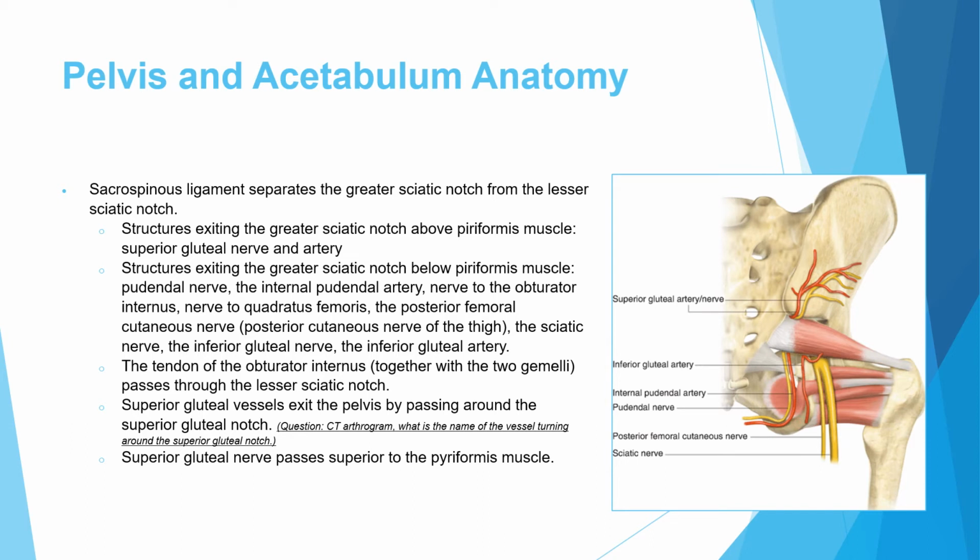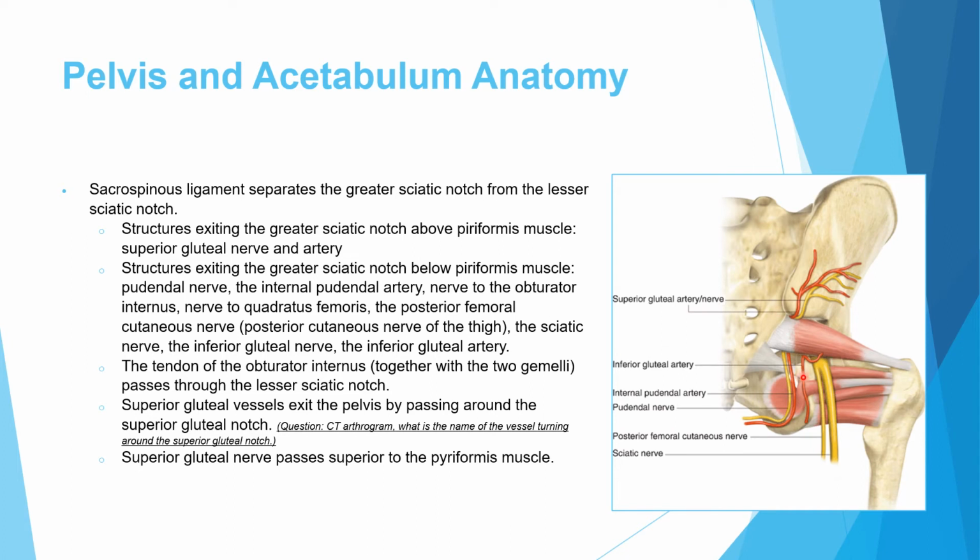And then we have the internal pudendal artery and the pudendal nerve, both also go inferior to the piriformis. There are two other nerves that are not depicted here in the picture, which are the nerve to obturator internus and the nerve to quadratus femoris, which also go below the piriformis.